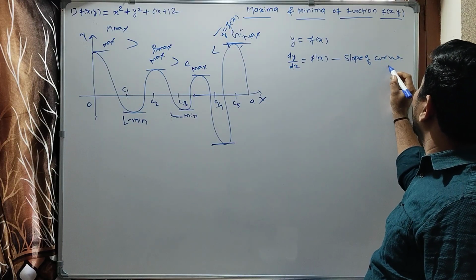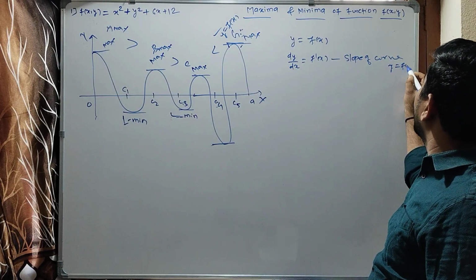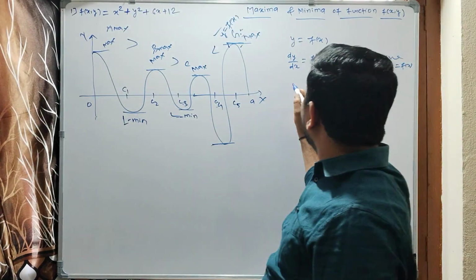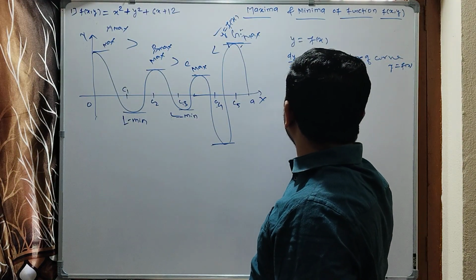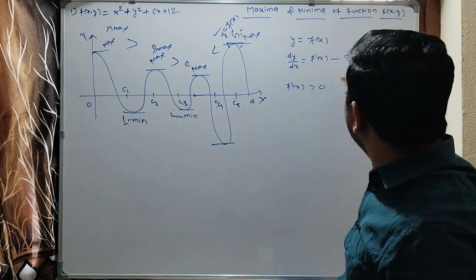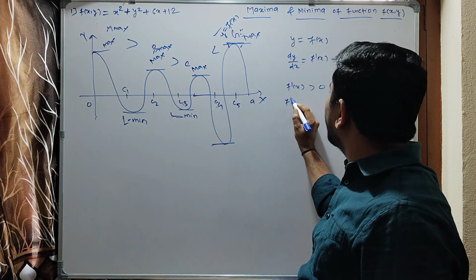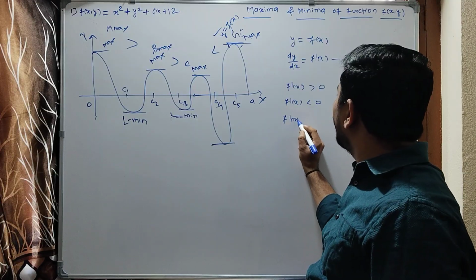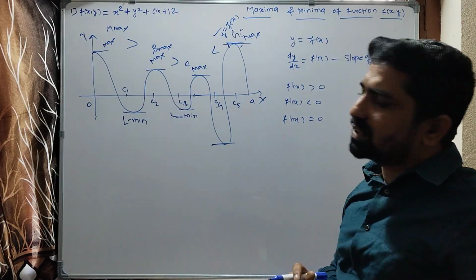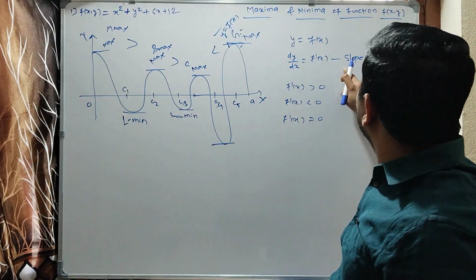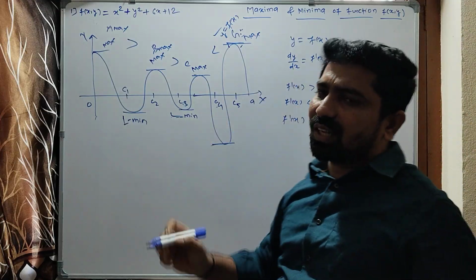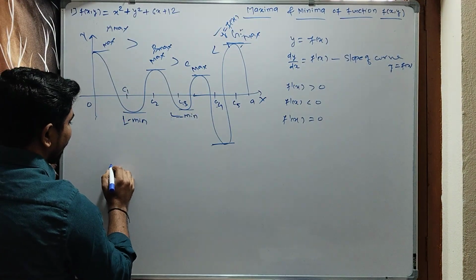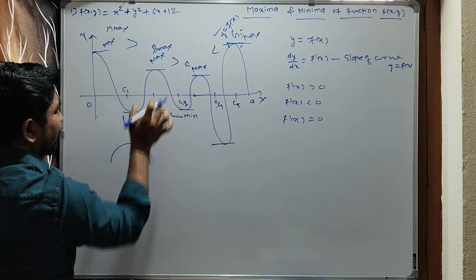So let's say y equal to f of x. Now this is my slope of the curve. If f dash is greater than 0, it means my slope is greater than 0. Another case is slope less than 0, and the third case is slope equal to 0. These are the three cases that arise. So this is my slope, that is, there exists a tangent to the curve. For example, I will draw the same curve over here.